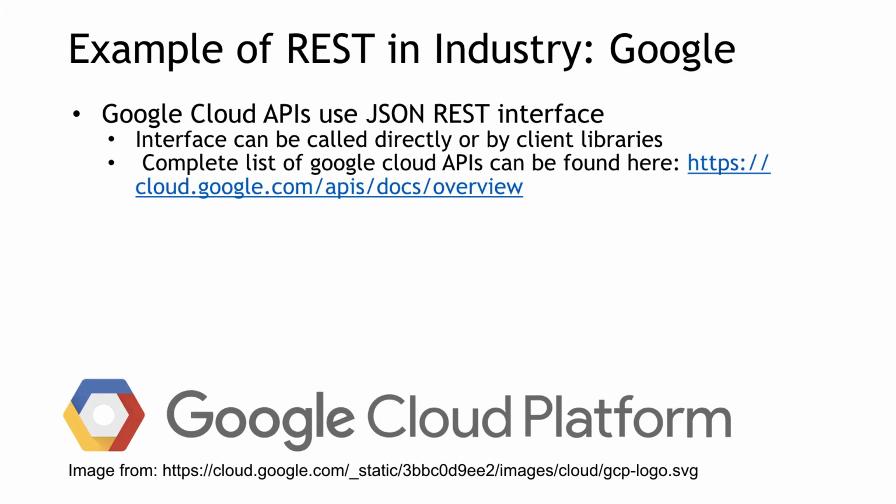To mention other efforts, we have to look into, for example, industry. Industry is using REST services frequently, such as, for example, the Google Cloud API, which uses REST interfaces. And you can find more information about the Google Cloud platform and how they are using REST services from the given URL.